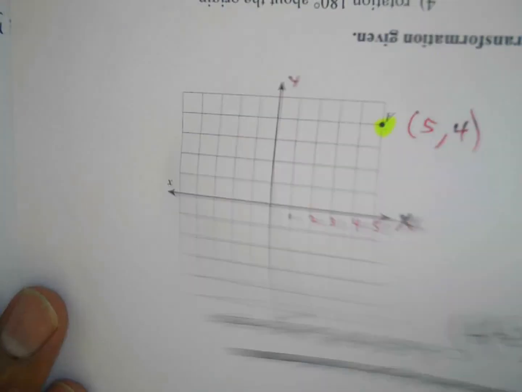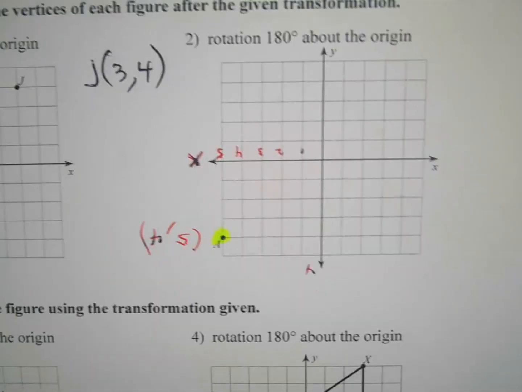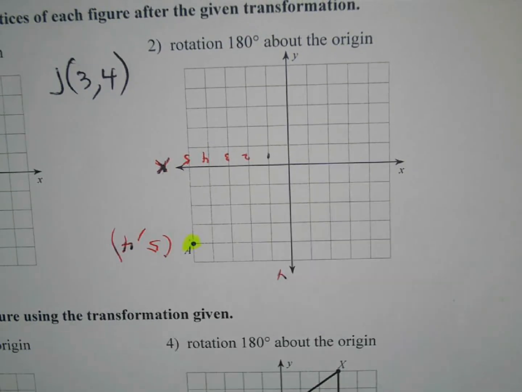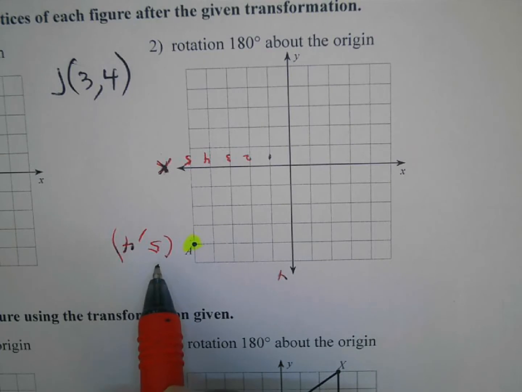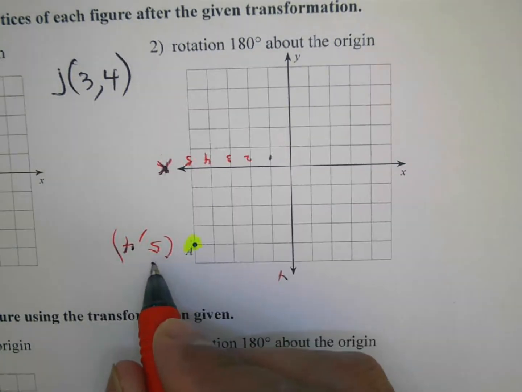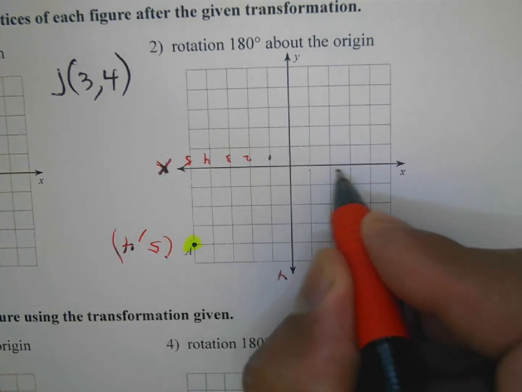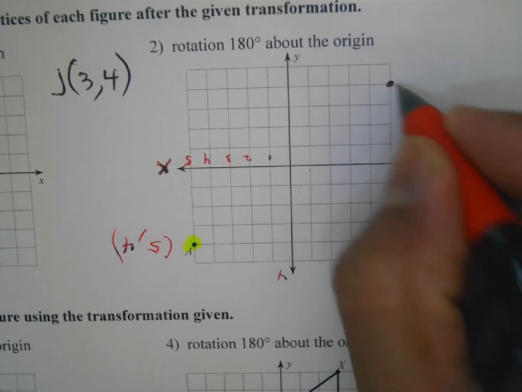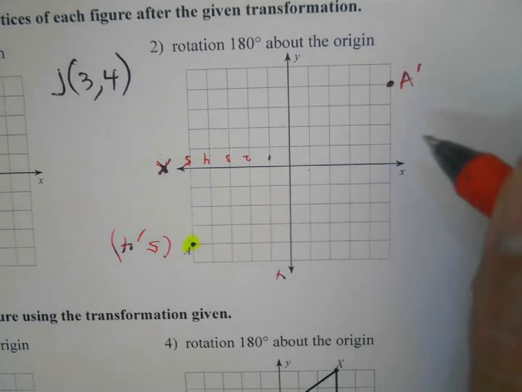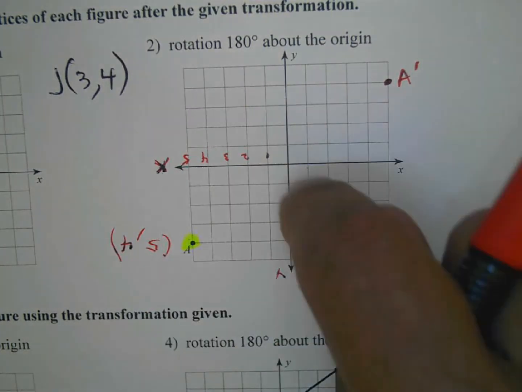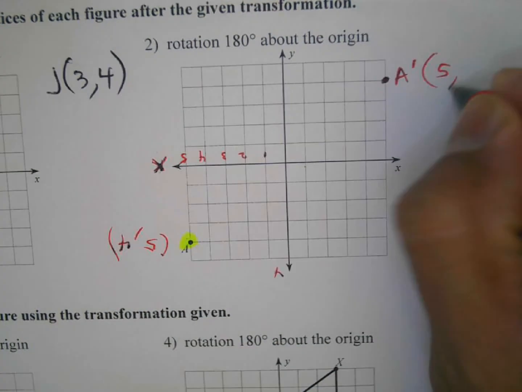5, 4. Now we come back, we put our paper right back in the regular position. And now we go to 5, 4. I know here it's upside down, right? But this was the original point. So what was the answer? 5, 4, right? 1, 2, 3, 4, 5. 1, 2, 3, 4. That would be where this point, if you rotate it 180 degrees, this is where it would be: 5, 4.